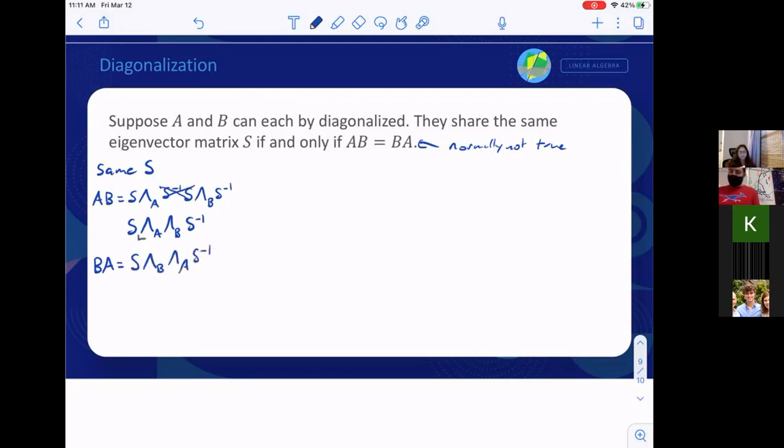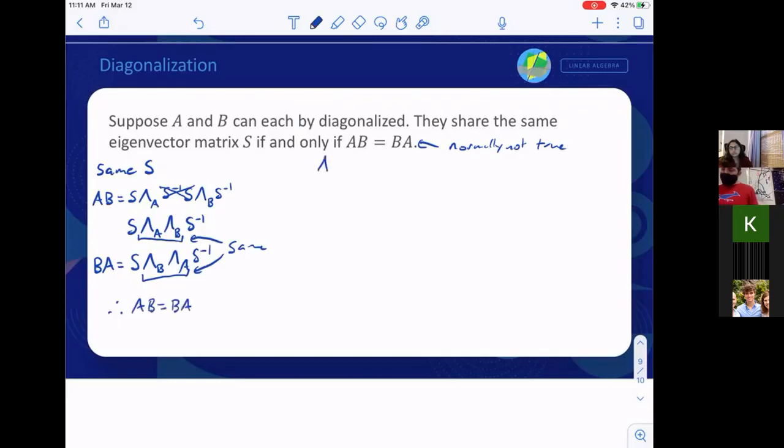But again, these are diagonal matrices, so those two products are the same, right? If I multiply two diagonal matrices, all I'm doing is multiplying the diagonals. So if I have 2, 0, 0, 4 and 3, 0, 0, 5, all I'm going to do is 2 times 3 and 4 times 5, whether it's in that order or switched. So those are the same. So AB will be equal to BA.